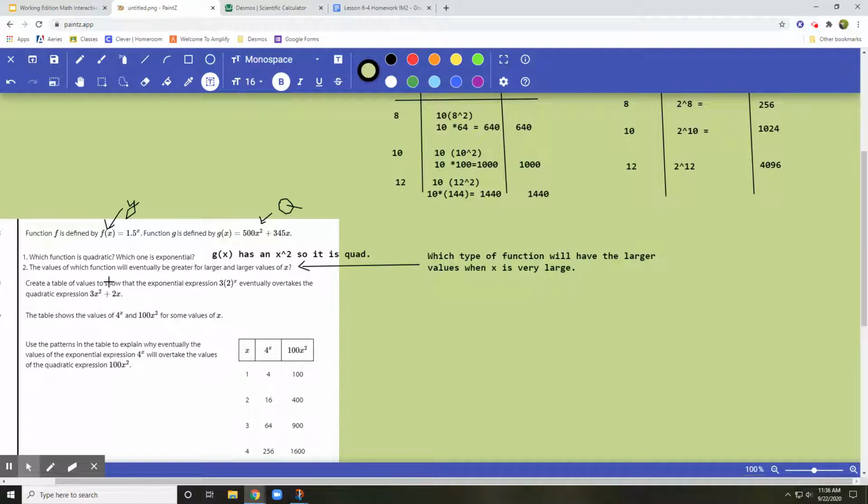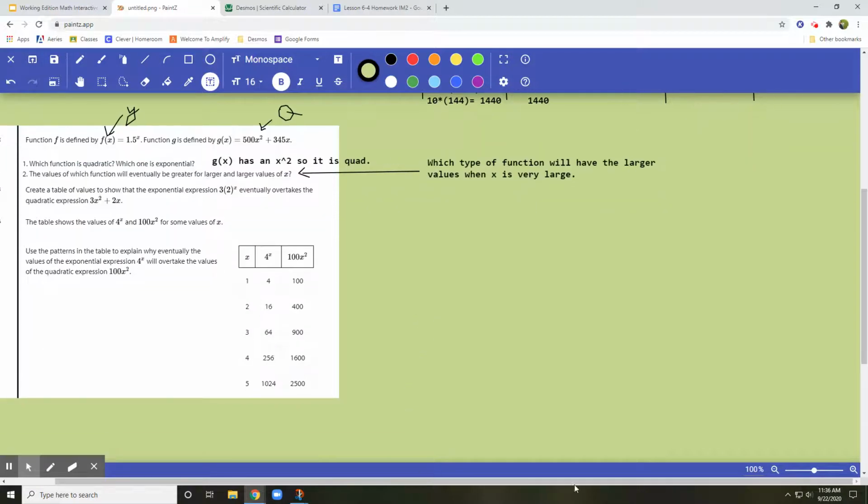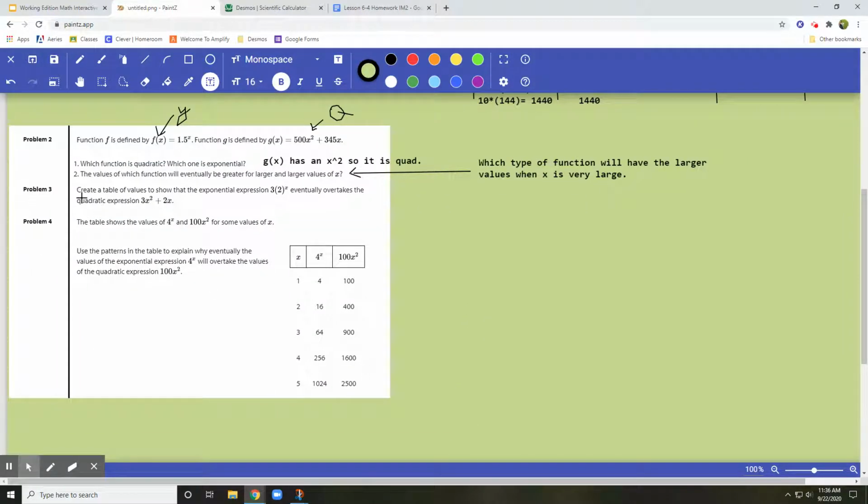All right, create a table of values that shows the expression for 3 times 2 to the x overtakes this. All right, we can do that, right? So this is problem 3. We can make a table of values.